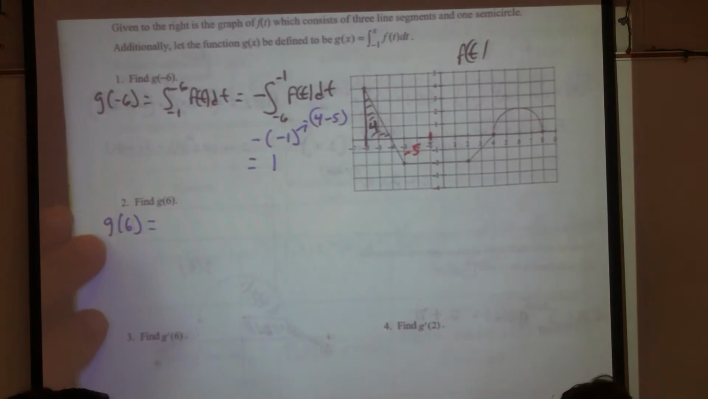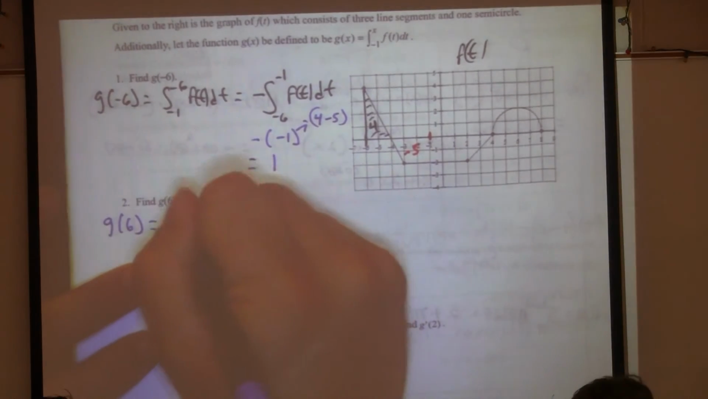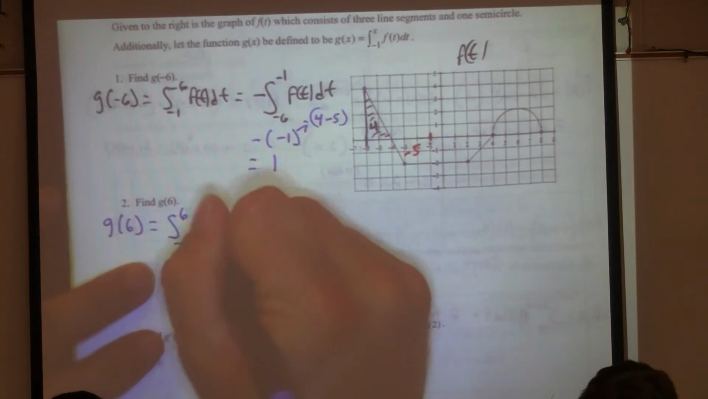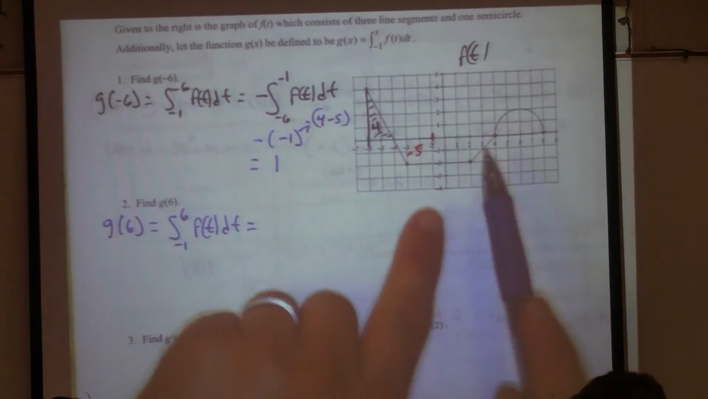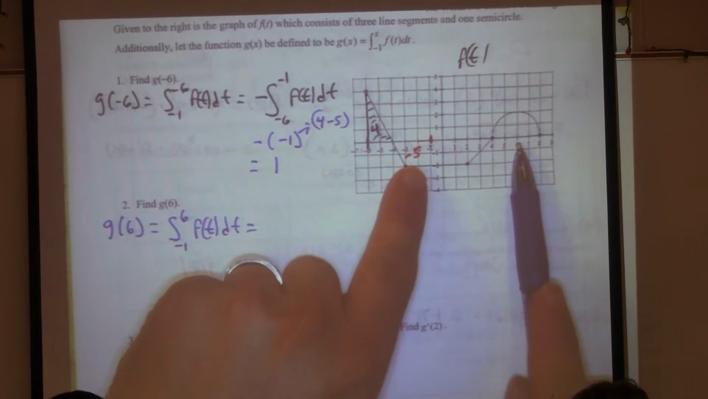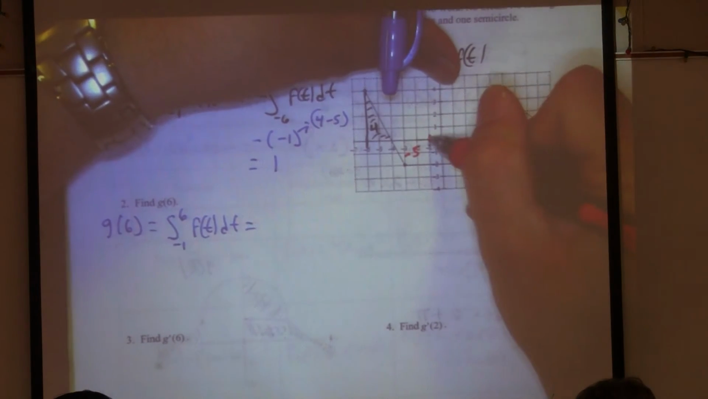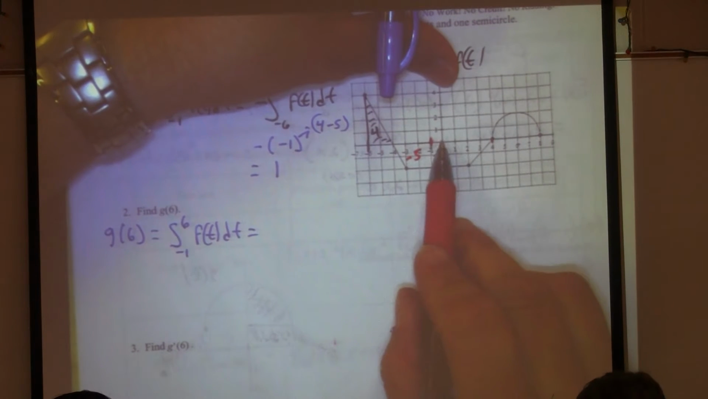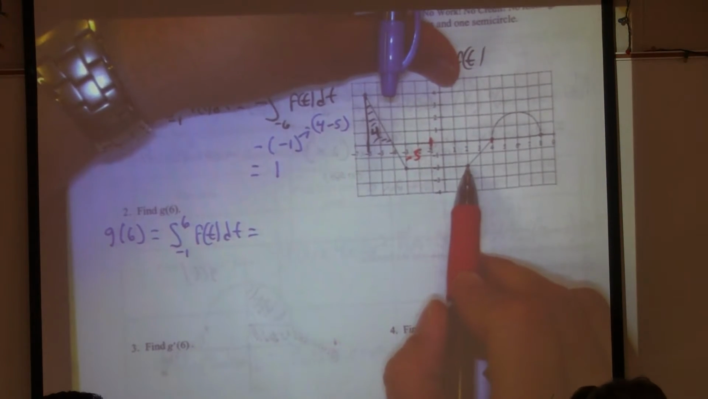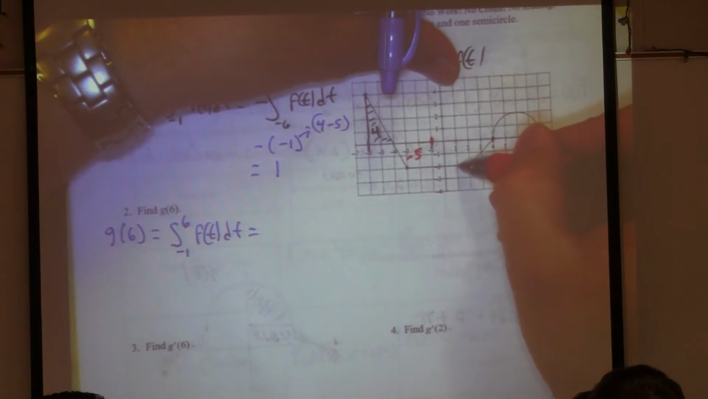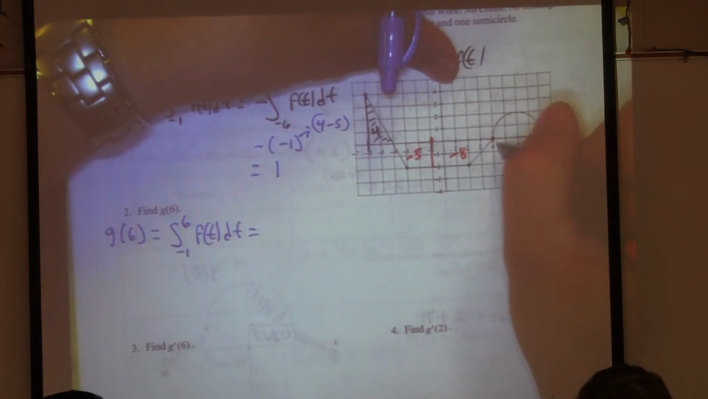How about g of 6? Now we want to go from -1 to 6, right? Now we're doing the other part from here all the way to here. So let's do this trapezoid on the bottom. Base 1, 1, 2, 3, 4, 5, 6, 7, 8, right? Times the height, 2 divided by 2, -8.